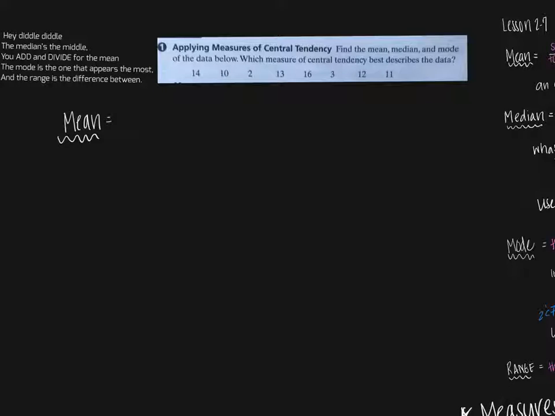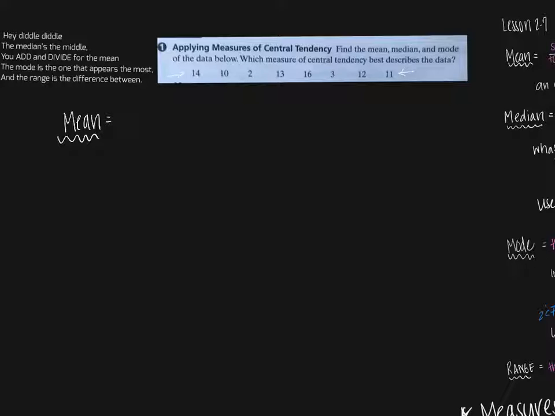All right, we're at the top of page 43 in your note-taking guide. We're doing example 1, applying the measures of central tendency. You have a data set right here. All right, they're not in order. It's just random numbers. And let's review our ditty. Hey diddle diddle, the median's the middle. You add and divide for the mean. Your mode is the one that appears the most, and the range is the difference between.